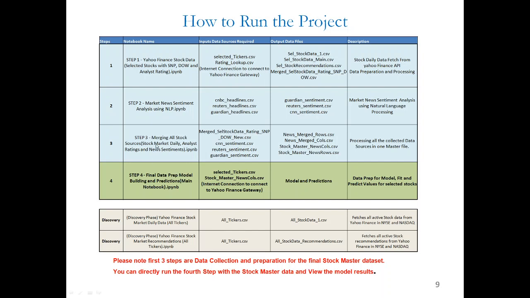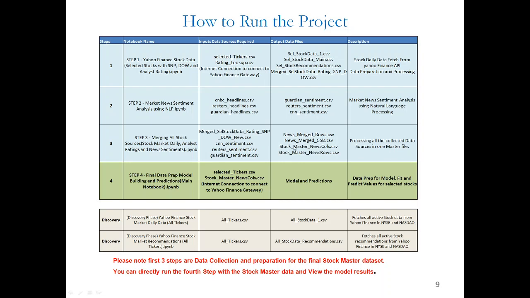The third one is to merge the data we got from step 1 and step 2. All the output CSV files from step 1 and step 2 are brought into step 3, and then processed and condensed into a single master file, a stock master file.